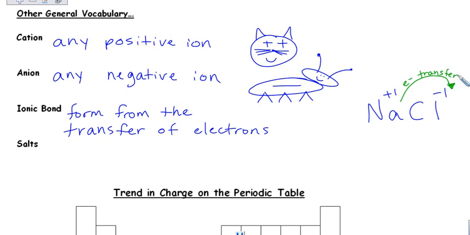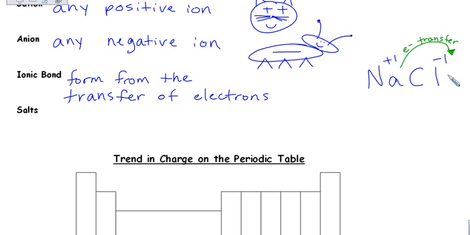Sodium and chlorine are like best friends for life. And actually all of the alkali metals love bonding with the halogens. The alkali metals all have 1 valence electron, they want to lose it. The halogens all have 7 valence, they want 1 more. Match made in heaven. As the electron is transferred, a bond forms. Both ions are now more stable. It's perfect.